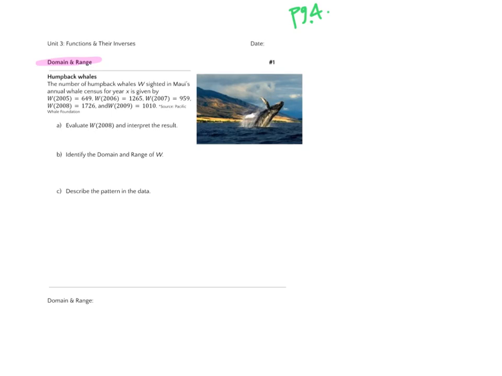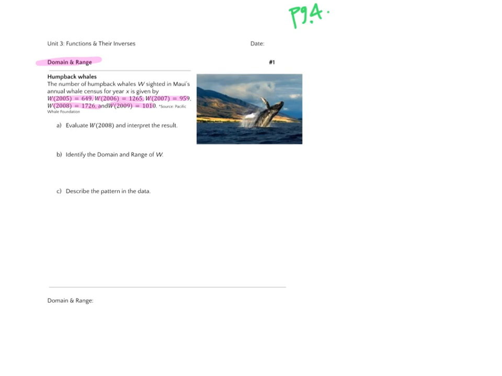Okay, so this data is real. The number of humpback whales, W, cited in Maui's annual whale census for year x is given by, and then I have these values. So let me see here. What can I do with this? I'm going to do this. I have all these values. So I have 2005 to 2009. Okay. So evaluate. So part A, evaluate W of 2008 and interpret the result.